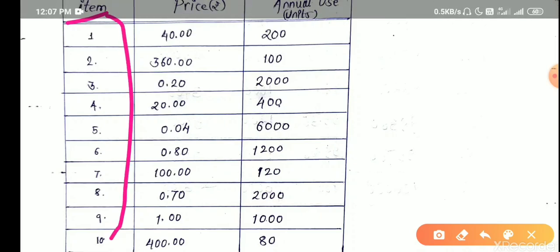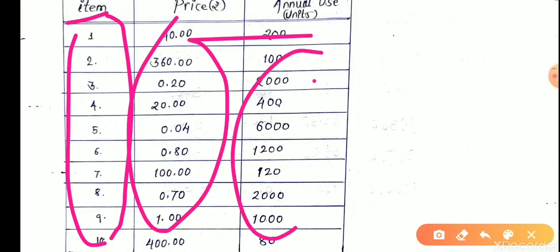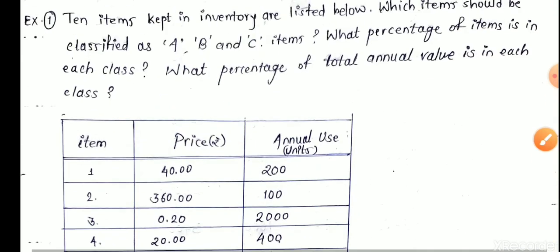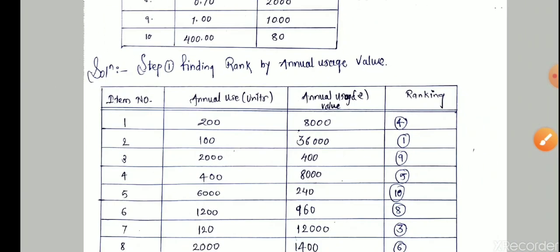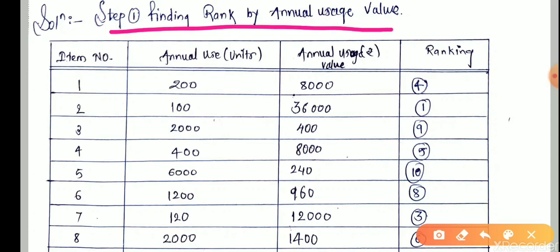In example number 1, a total of 10 items are given, with their corresponding prices and annual usage. The given data is that much. Now step 1 is finding the rank by annual usage value.